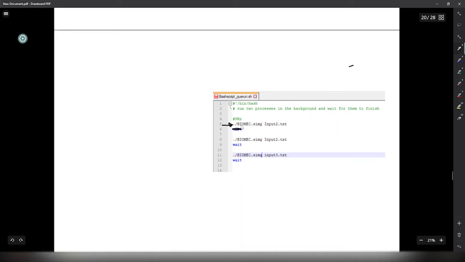And what it'll do is it'll run biomec.sming and then take an input. Here we've got the same input twice because I forgot to Control-C, Control-V correctly. But for a third one, here's a different one here. So you basically just queue up all of these and then run it sequentially. So it'll run this. Once that's finished, it'll run this. Once that's finished, it'll run this.